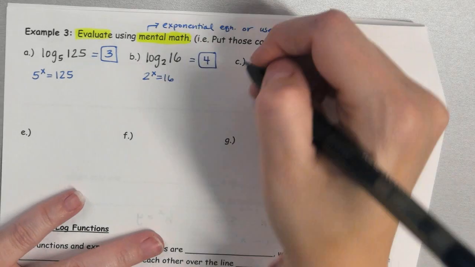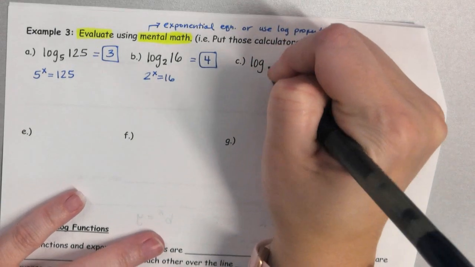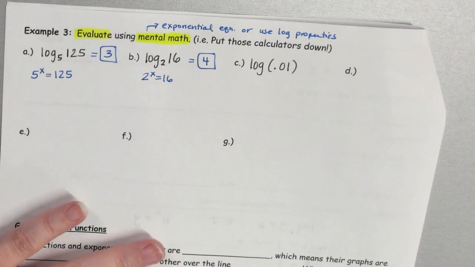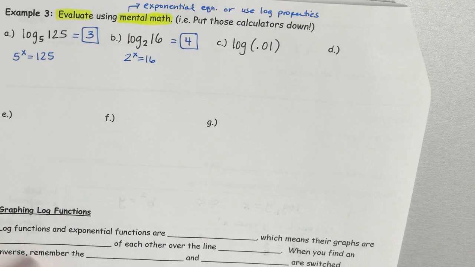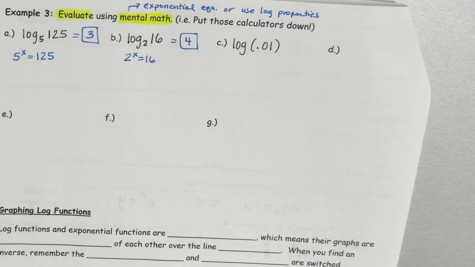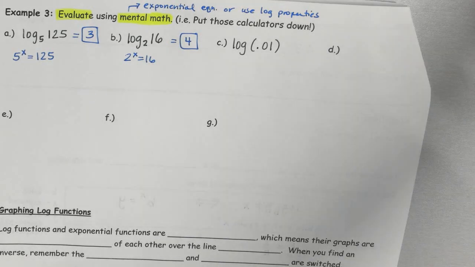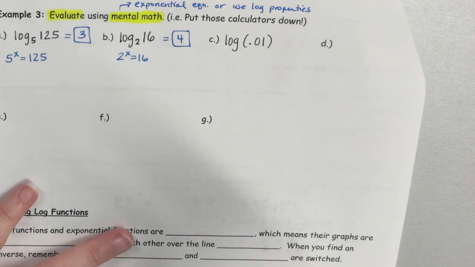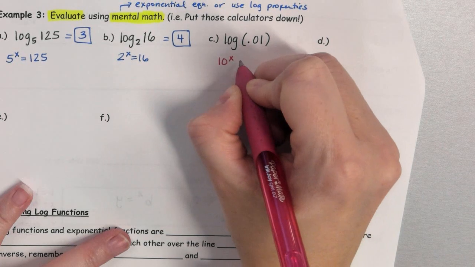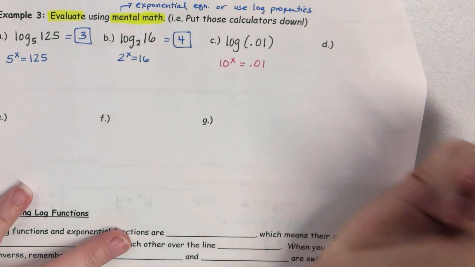All right, let's try something that looks a little bit different. So we're going to have the log of 0.01. Now, what's the base? Good, so the base is going to be 10. We know that because we can't see it, which means it's a common log. So when we write out the exponential form, it would be 10 to the x equals 0.01.